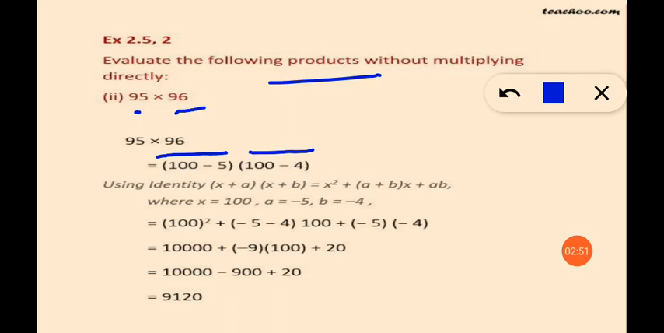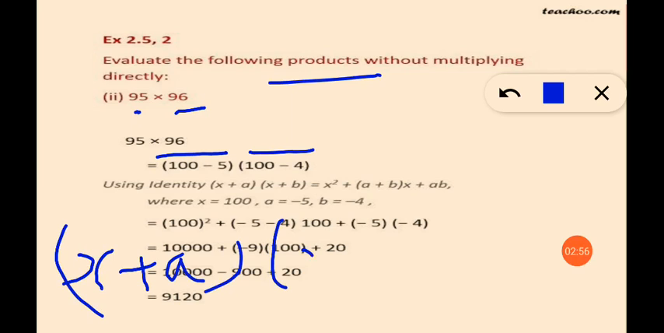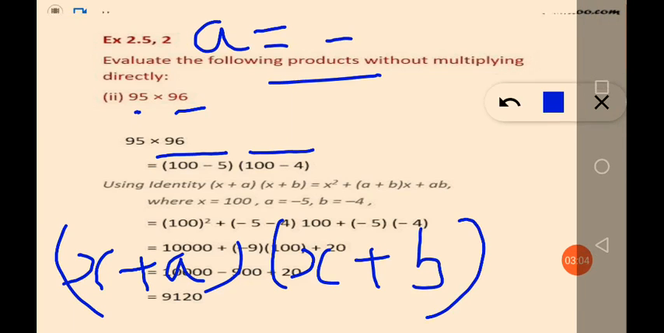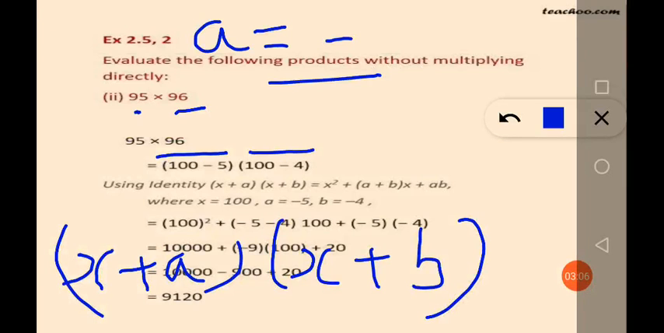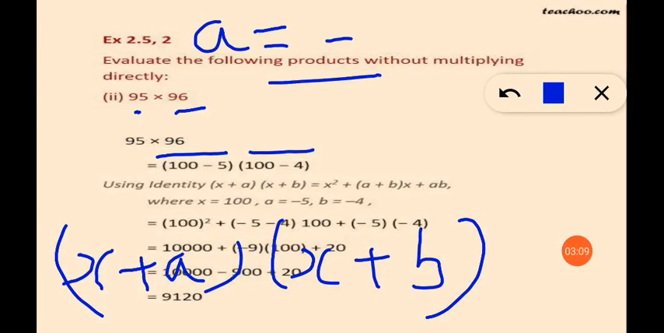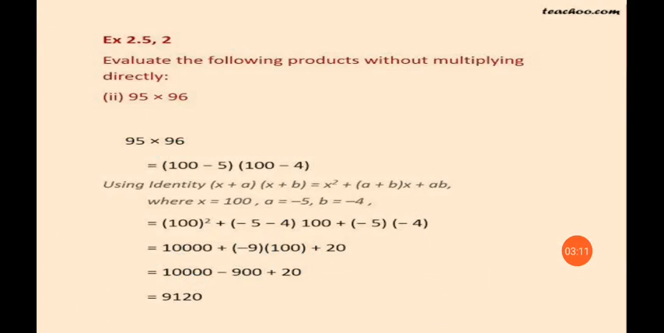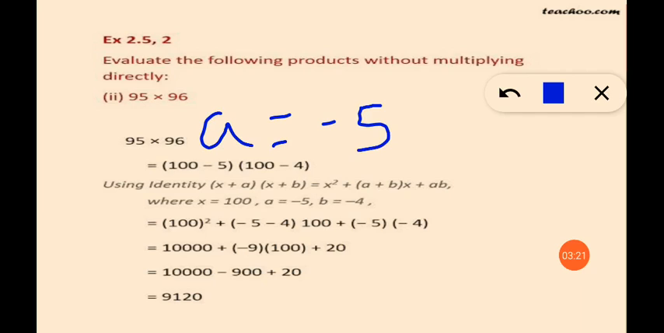No, we don't have a formula like this, but we have the formula (x + a)(x + b). So we will take a = −5, and we will take b = −4. And x, we know, is 100.